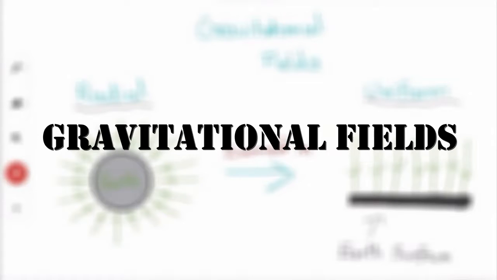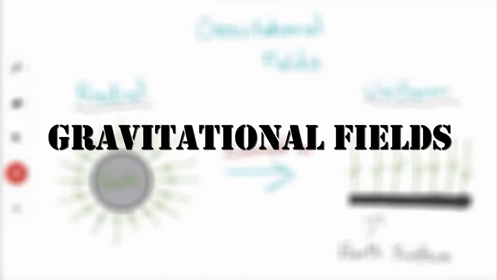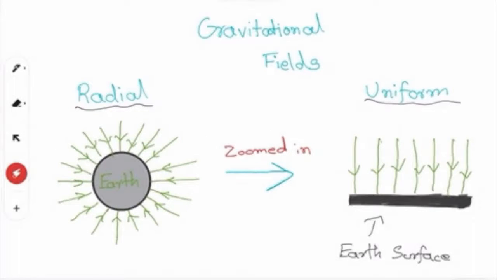All right, hello. We're going to be talking about gravitational fields. I'm pretty sure you know what a gravitational field is. You have two types, radial and uniform. So, if we look at the Earth as a whole, we'd see that its gravitational field looks radial, which means that all the gravitational field lines basically converge at the center of the Earth.